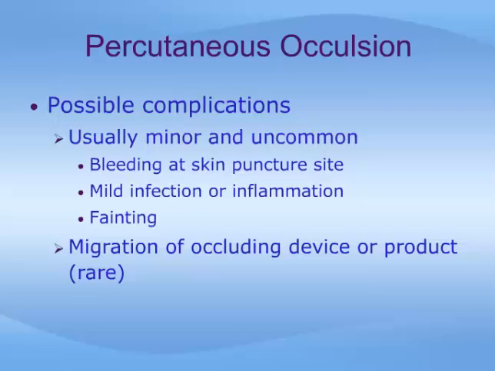Percutaneous occlusion is generally a safe procedure. However, minor complications can rarely occur, such as bleeding at the skin puncture site, mild infection or inflammation, or fainting. A more serious but rare complication can occur if the occluding material migrates out of position and is carried elsewhere by the bloodstream.